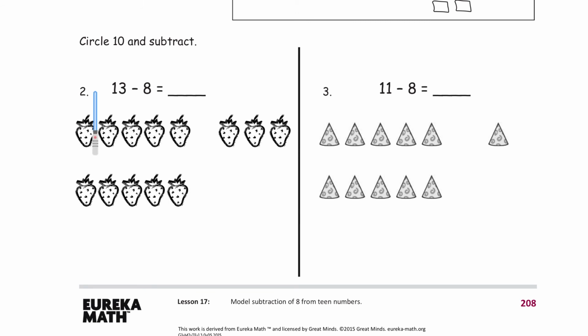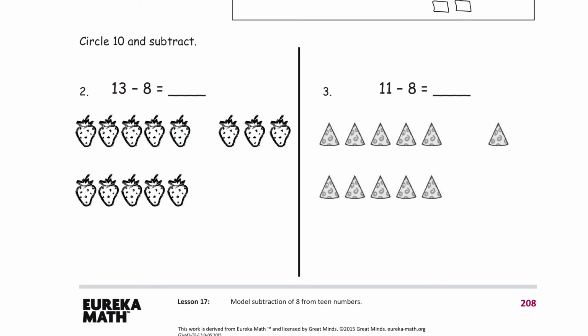Welcome back, boys and girls. We're looking at problems 2 and 3 now. The directions are to circle 10 and subtract. Well, I'm going to modify this just a little bit. I want us to subtract, and then we're going to box up what we have left. Let me show you what I mean. We're going to do number 2 together. So number 2 says 13 minus 8.